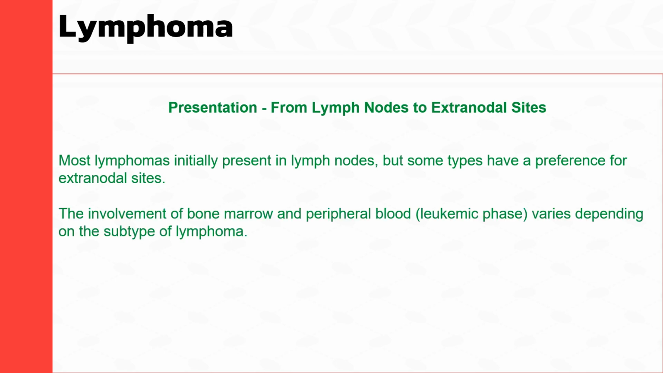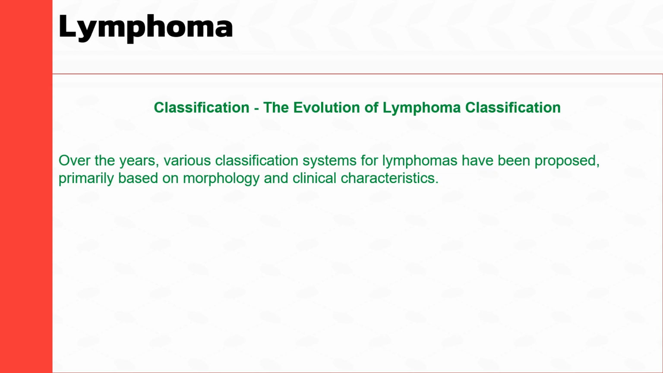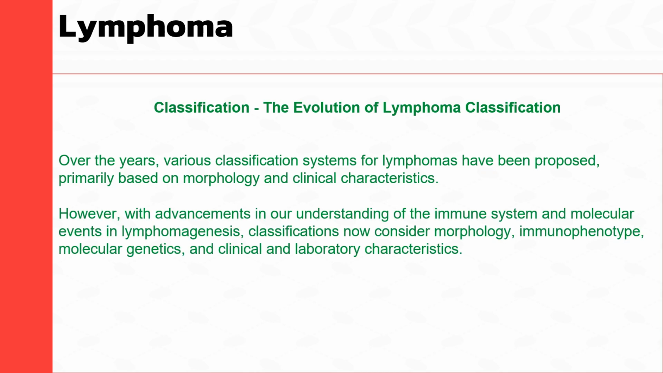The involvement of bone marrow and peripheral blood, leukemic phase, varies depending on the subtype of lymphoma. Over the years, various classification systems for lymphomas have been proposed, primarily based on morphology and clinical characteristics. However, with advancements in our understanding of the immune system and molecular events in lymphomagenesis, classifications now consider morphology, immunophenotype, molecular genetics, and clinical and laboratory characteristics.